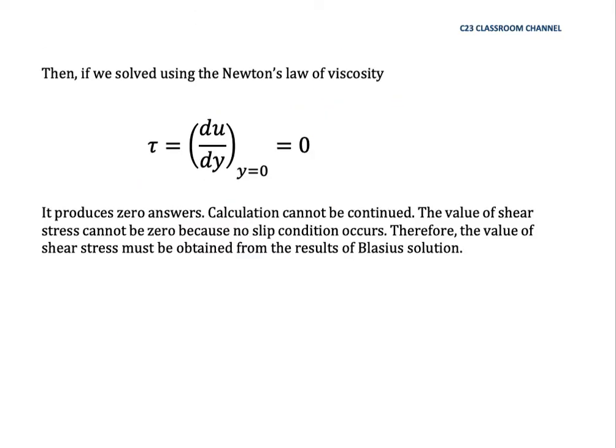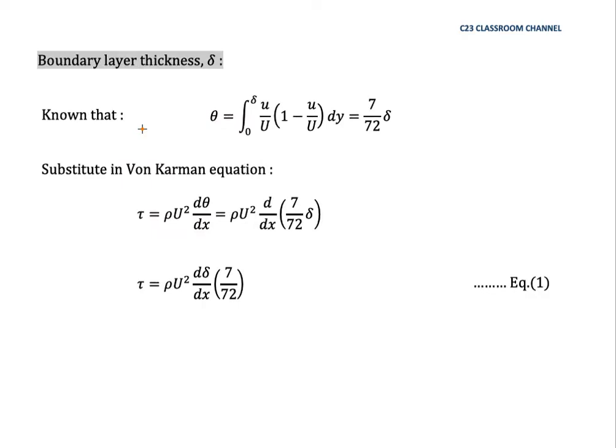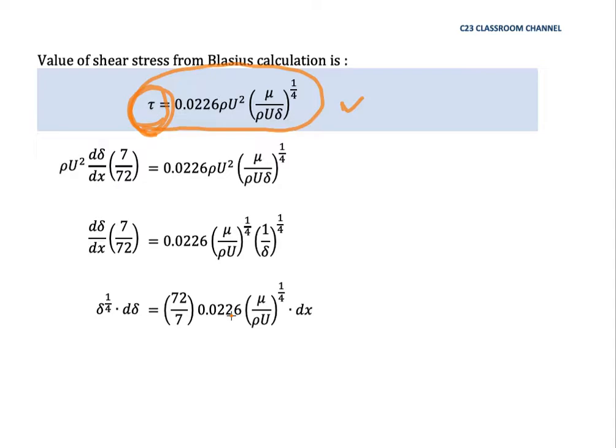We cannot use Newton's law of viscosity here. However, we already have the value of shear stress from the Blasius calculation, which is 0.0226 as shown in this slide. And then we equalize these two values: the shear stress from the Blasius calculation and the shear stress that we get from the von Karman equation. We equalize them, and then we can calculate the value of delta.